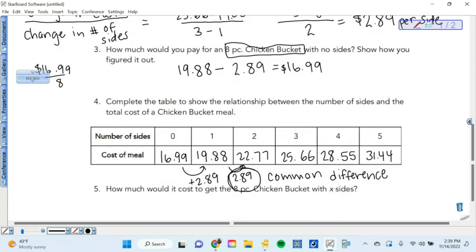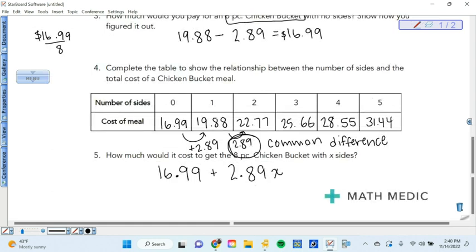Okay, so now to figure out how much it's going to cost to get an 8-piece chicken bucket with x number of sides, I'm going to write an equation. So what's my starting value? $16.99. That's my starting amount. That's just the chicken bucket. And then I'm going to add $2.89 for every side. How do I write that? Perfect. 2.89x. Right? Where this number, the coefficient of x, is my common difference.